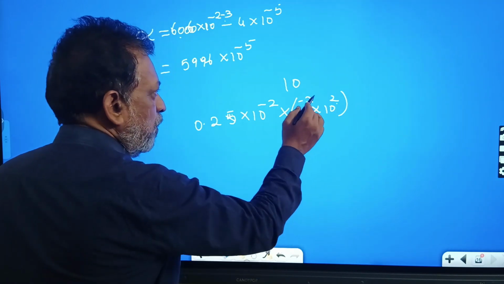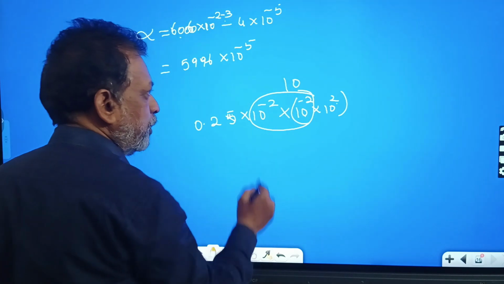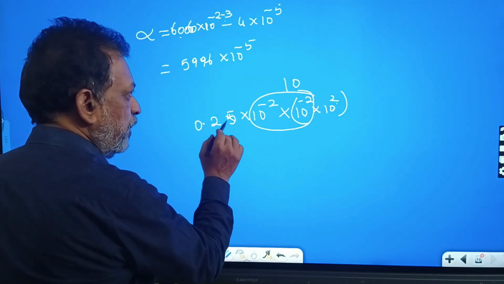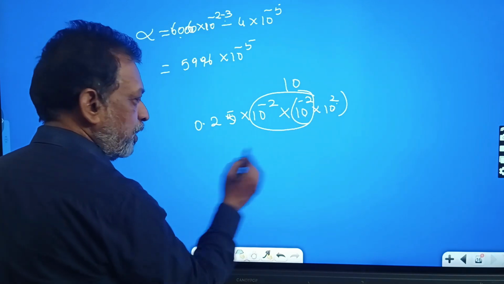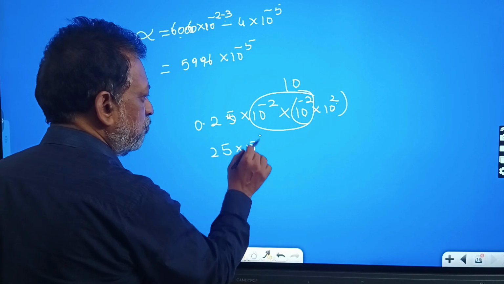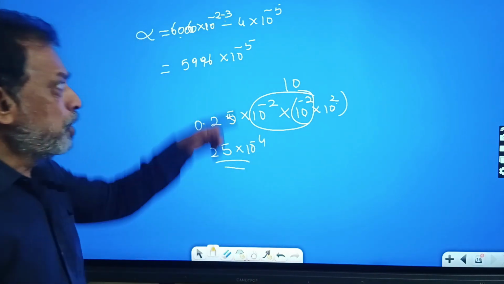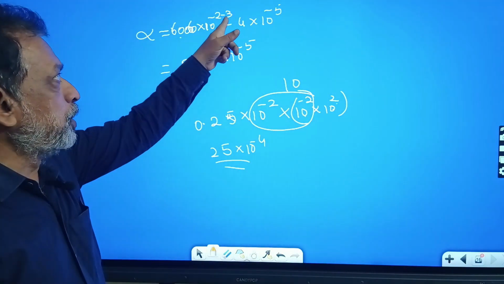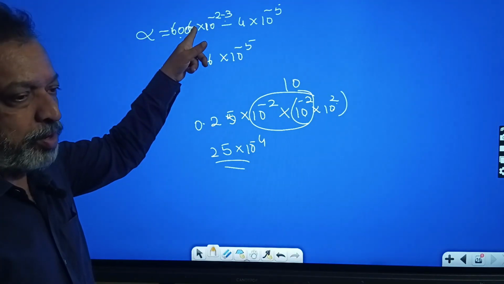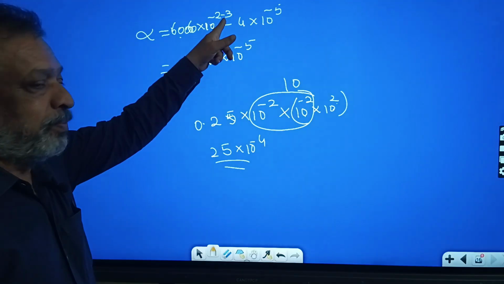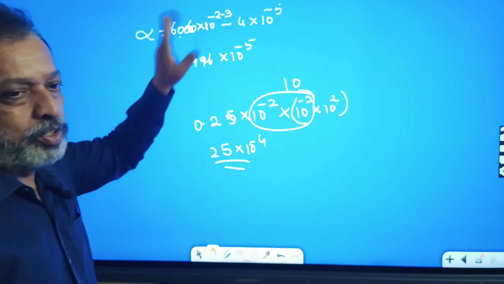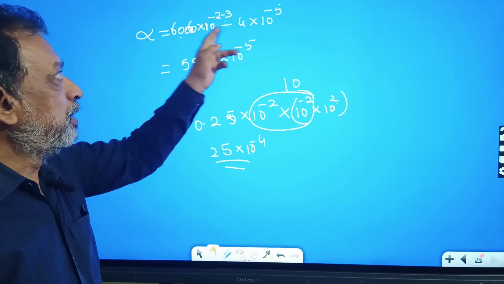Now I can make this 10 to the power of minus 4. The 10 square is 100, so 0.25 into 100 is 25. That is 25 into 10 to the power of minus 4. Like this, when you add negative power, you have to multiply by that many powers of positive 10. So adding negative power minus 3 means I have to put 3 zeros, or multiply with 1000. That language you have to understand. That's all. Okay?